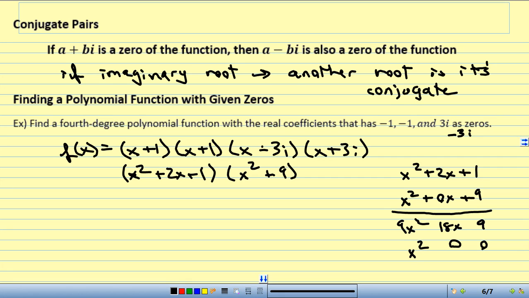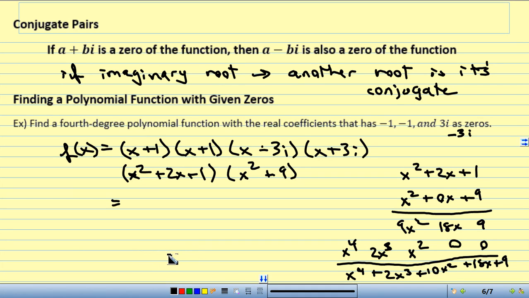And now I have x squared, 2x cubed, and then x to the 4th. Now when I add this all together, I'm going to get x to the 4th plus 2x cubed plus 10x squared plus 18x plus 9. So again, I'm just going to rewrite it over here: x to the 4th plus 2x cubed plus 10x squared plus 18x plus 9. Yay me, I've cleansed the demon.